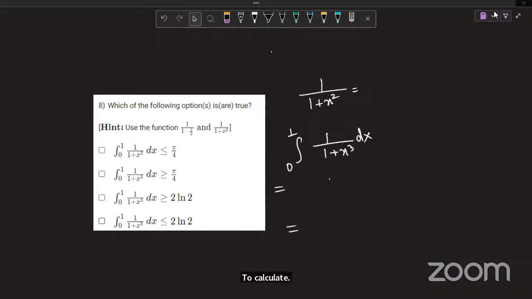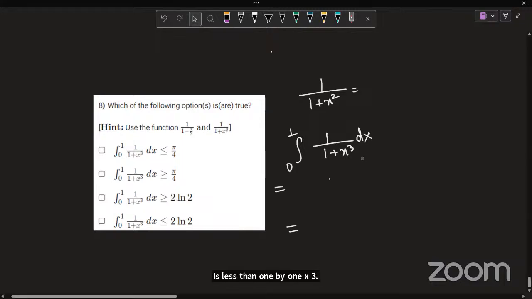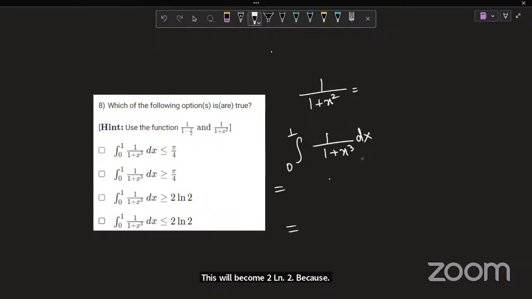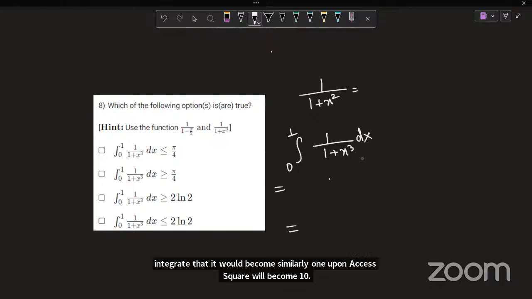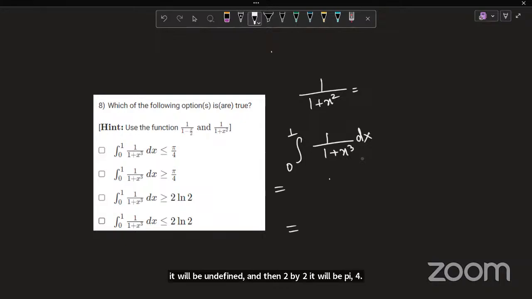If you take the area, 1 upon 1 minus x by 2 is less than 1 by x by 3, which is again less than 1 by x by 2. Always like that. This will become 2 ln 2, because this is 2 minus x upon 2. If we integrate that, it will become 2 ln 1. Similarly, 1 upon x squared will become 10. So it will be undefined, and then 2 by 2 it will be 5 by 4. Yeah, or you can use factorization.